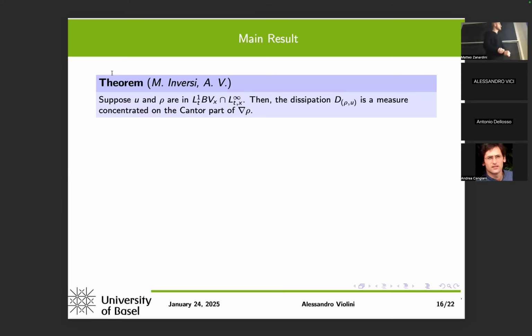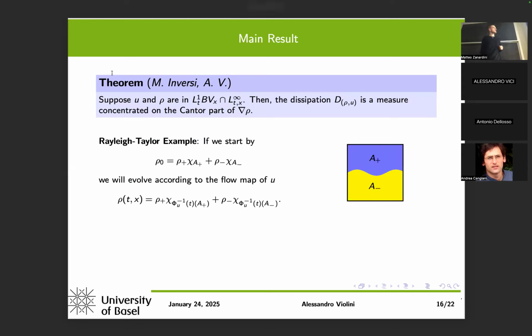Okay, how to get such a result? First, let me explain the meaning of this result on the previous example. So consider this initial datum. I'm starting from a slightly perturbed interface, where the water is A plus and the oil is A minus. Since I have a flow map, because u is BV, this regular initial datum will be transported like this. So A plus is transported by the flow of u, and the same for A minus.